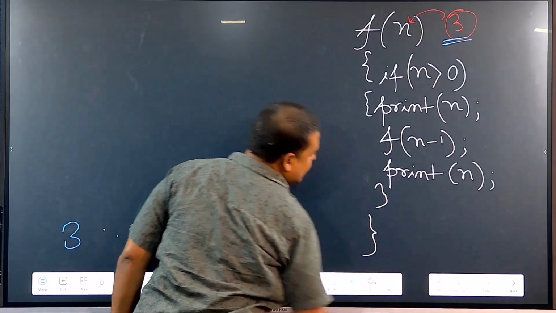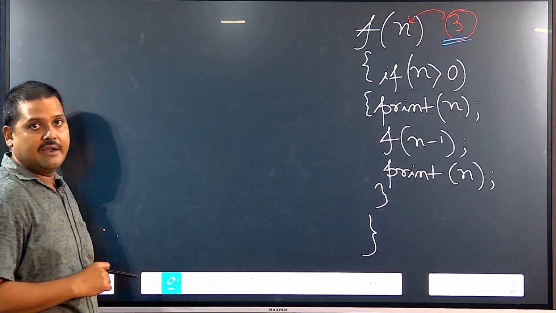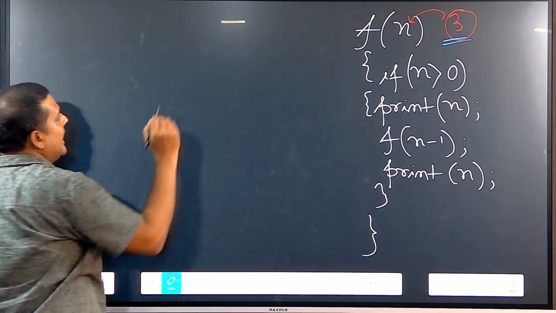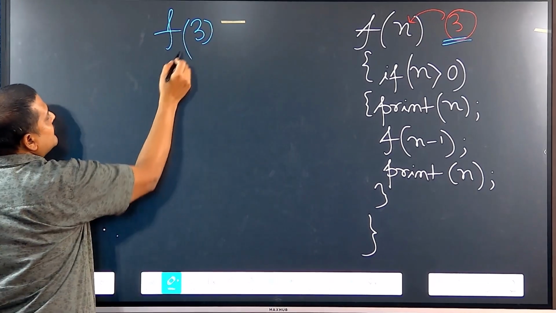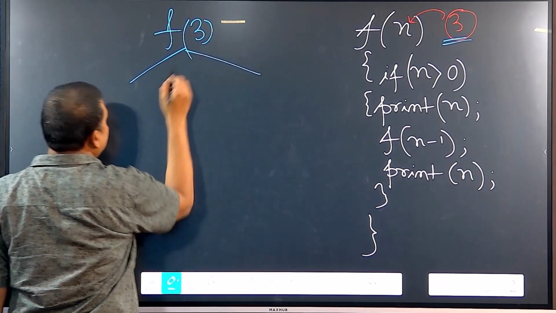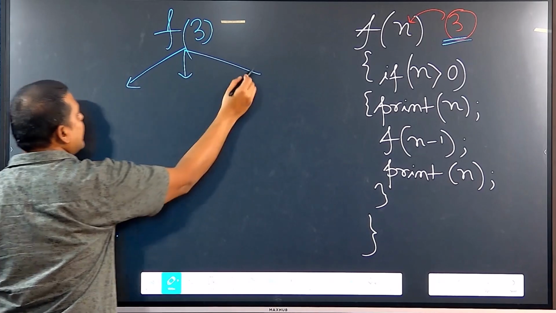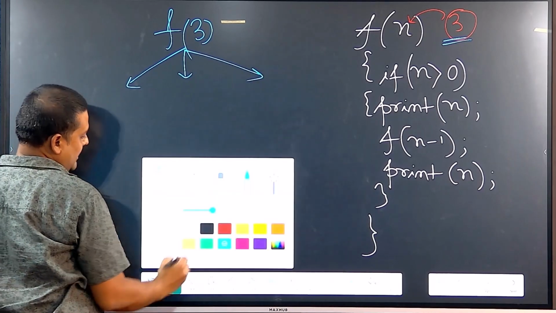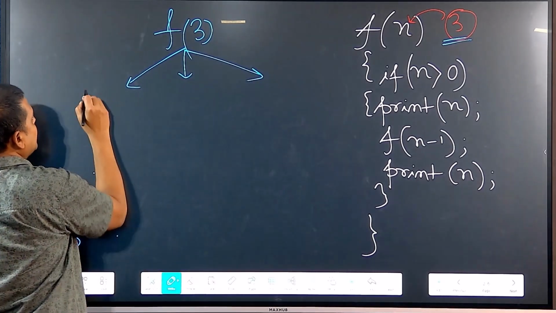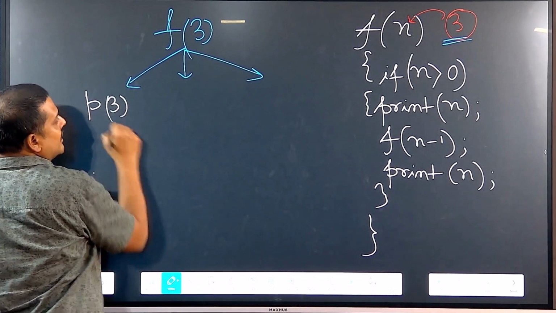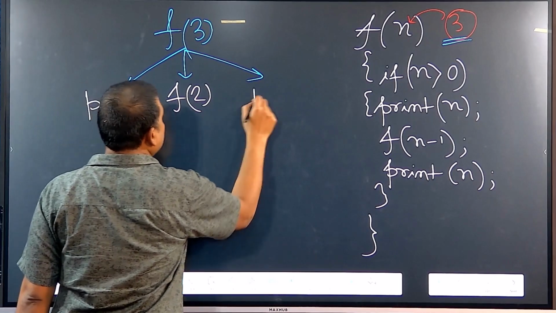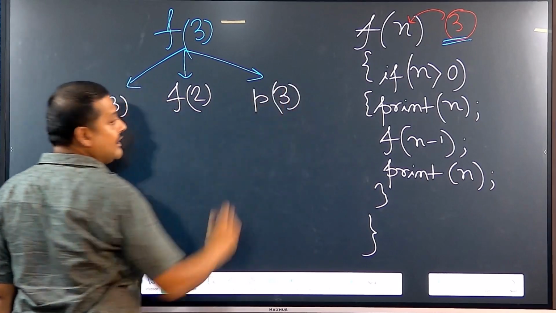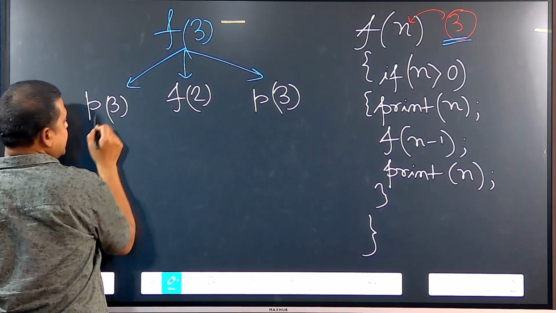Let's have another example. Try to pause the video and solve it yourself. I am calling the function f with the value 3. If I call f with 3, there are 3 different tasks. Task 1 is the printing of n, so printing of 3, then calling the function with n minus 1, that is 2, and then printing of n again. So this is the first case.